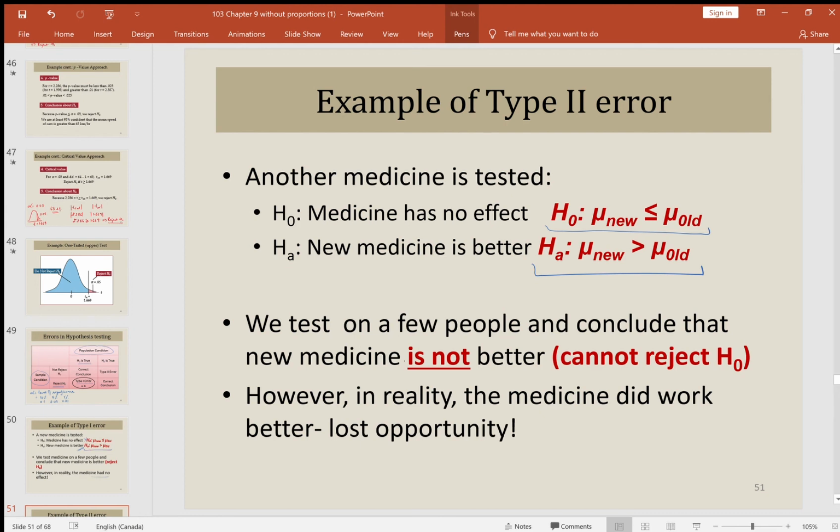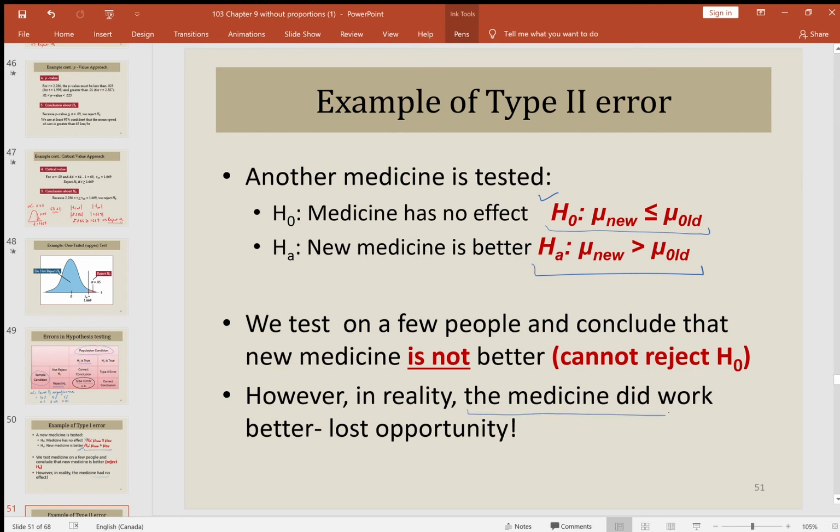So they test the medicine on a few people, right, as is possible. They do a sampling and conclude that the new medicine is not better. So they cannot reject the null. They cannot reject the null, and they say, oh, the new medicine is not better than the old medicine, right? So they don't reject the null. However, in reality, if they had introduced the medicine in the market and the medicine had been taken by everybody in the world, or by the population, or more and more people, as more and more people took the medicine, they would have found that the medicine did work.